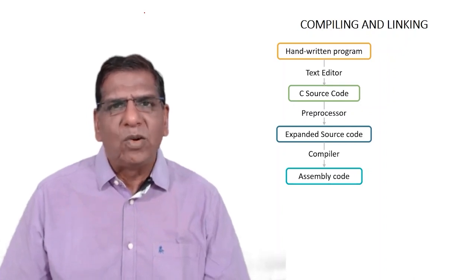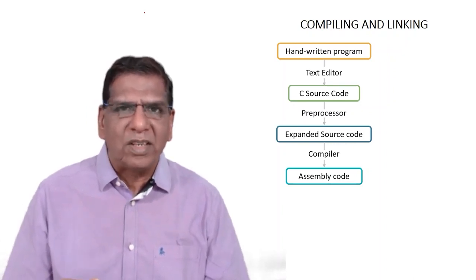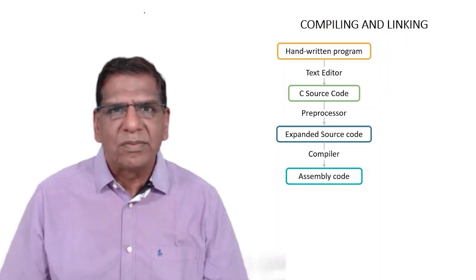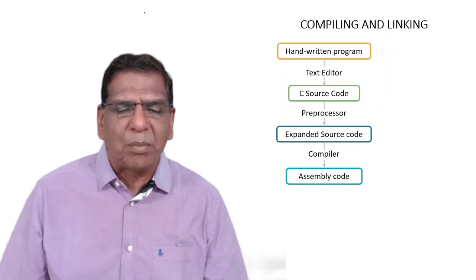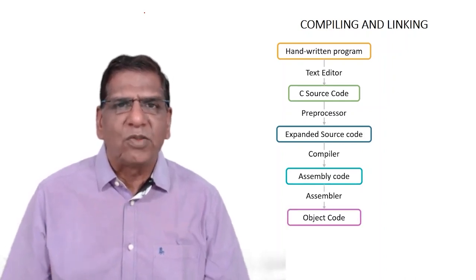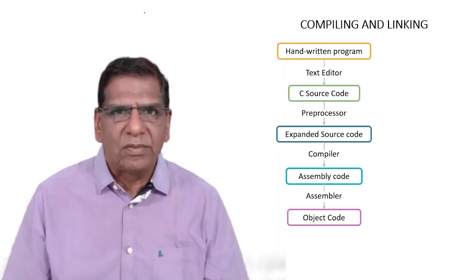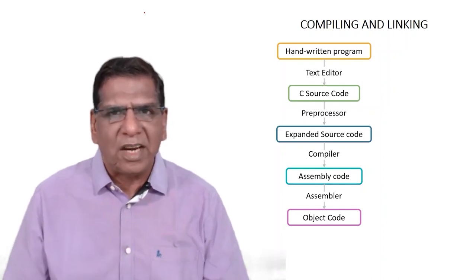Compiler naturally will do what? It will create what is known as assembly language code. This assembly language code is then submitted to the assembler, which creates what is known as object code. This object code is in machine language.